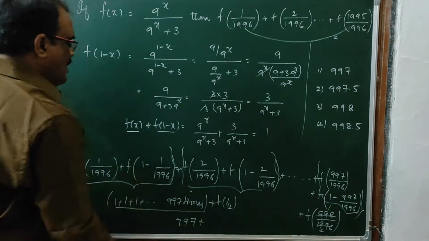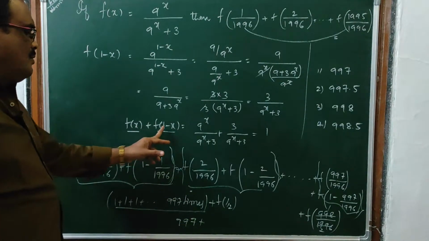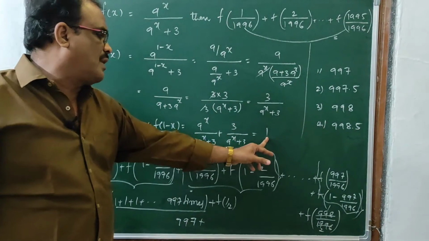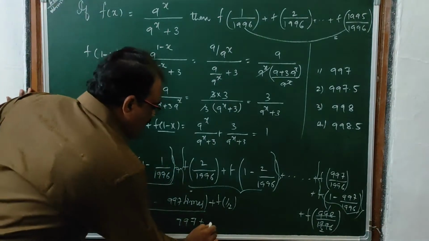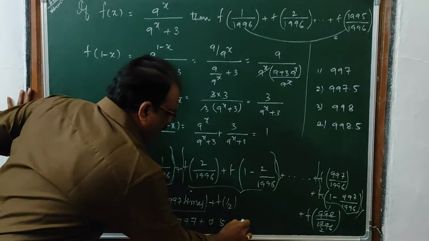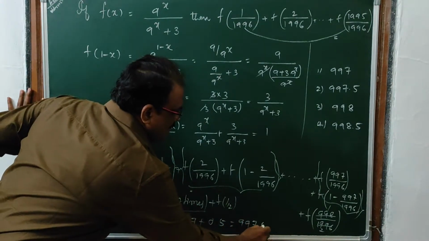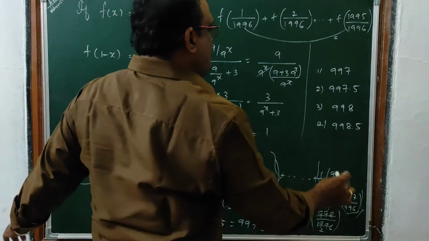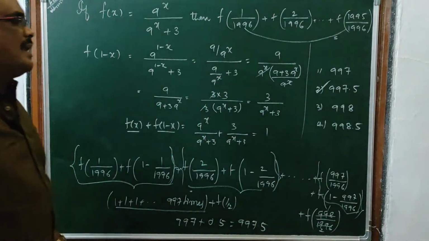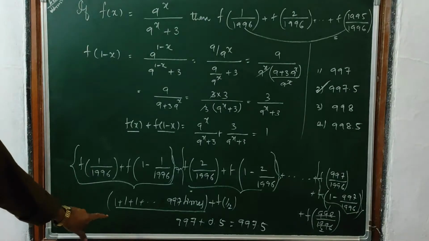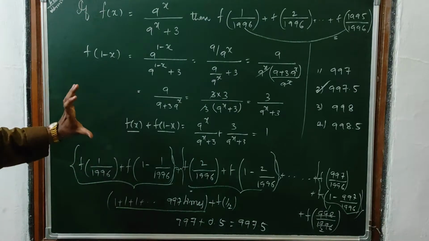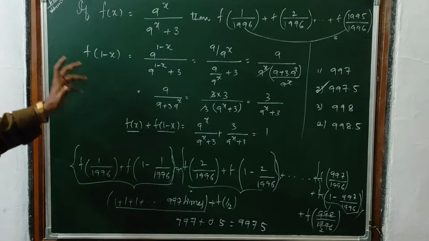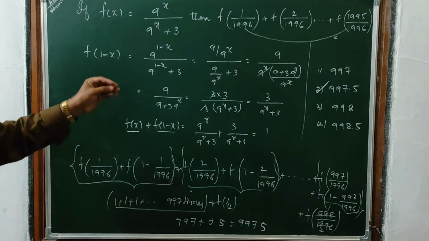So what is f of 1 by 2? f of 1 by 2 plus f of 1 by 2 is 1. 2 f of 1 by 2 is 1, so f of 1 by 2 is 1 by 2, that is 0.5. So 997.5, that is the second choice. This is a very typical type of problem, where you have to look into the question thoroughly and understand it.